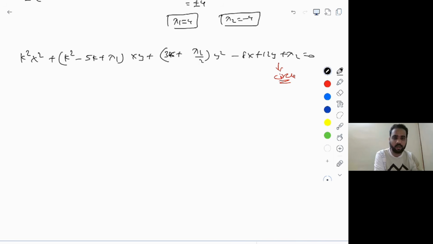Okay. Now this is not a difficult part because you know the values of lambda 1, lambda 2. You can substitute first, where k square x square plus this will be k square minus 5k plus lambda 1 value is 4.